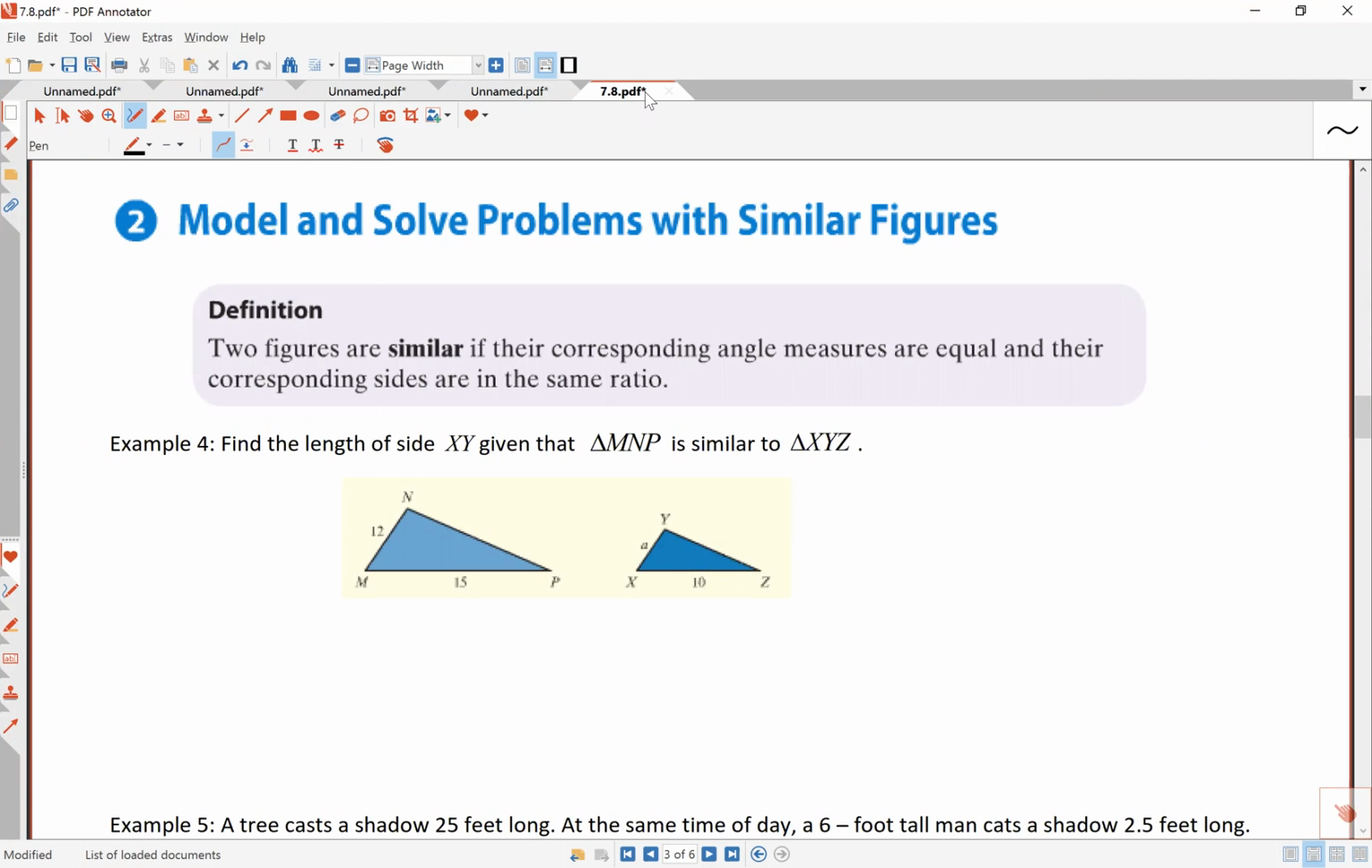Definition: two figures are similar if their corresponding angle measures are equal and their corresponding sides are in the same ratio. So we say that two figures are similar if one is just a bigger or smaller version of the other. So you can take one triangle. If we keep all the angles the same and keep all the sides in proportion, it'll be the same picture of it, but just a little bit larger.